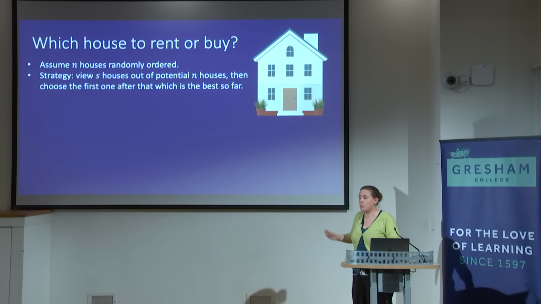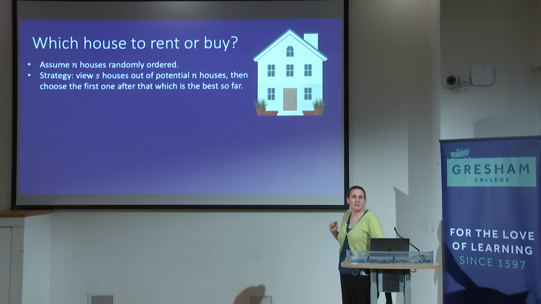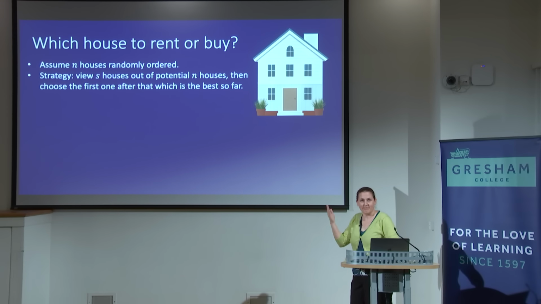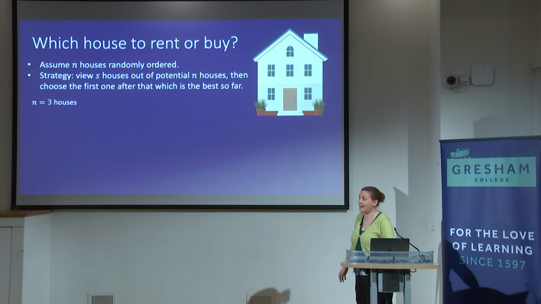So it's a tricky challenge. Let's try this out with a very small total number of houses. Maybe you've only got one day, and you can only see 3 houses. So what sample size should you have? How many should you view and reject automatically before you start really making a decision? So we'll have 3 houses.